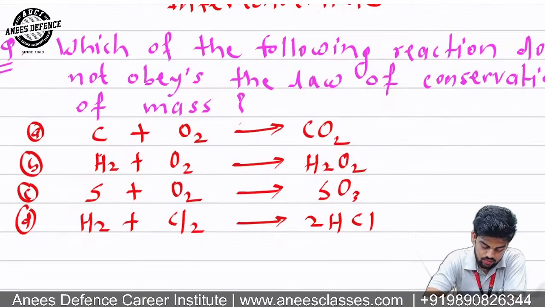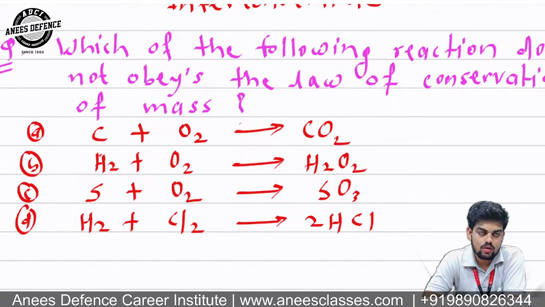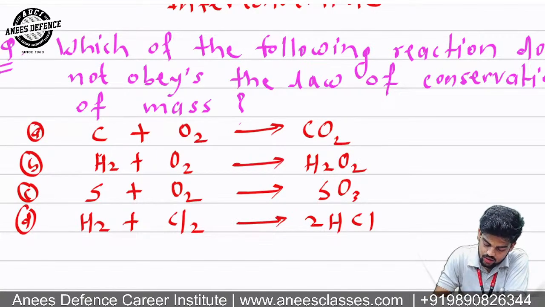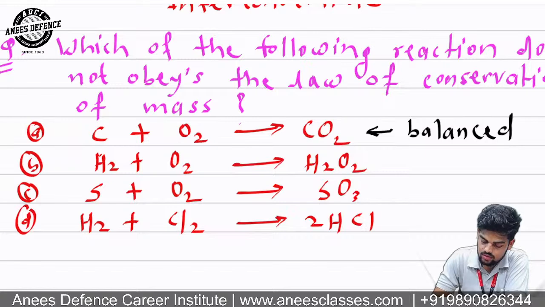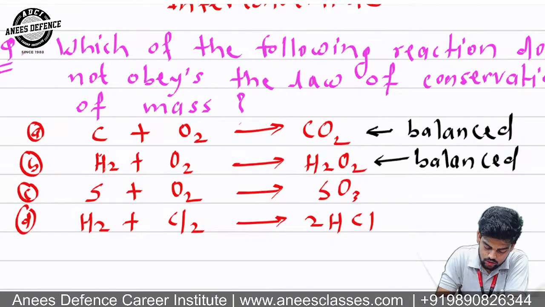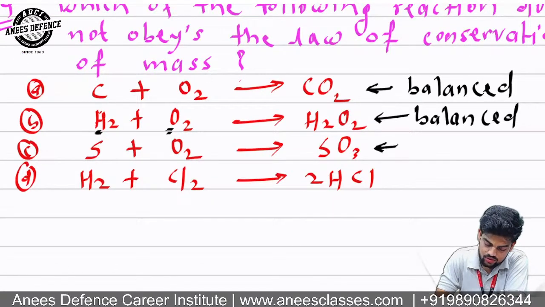So we have to find which of these equations does not hold the law of conservation of mass. If you observe, the first equation is balanced in terms of carbon and oxygen both. Those are balanced chemical equations, and they hold the law of conservation of mass. The second equation is also balanced in terms of hydrogen and oxygen. If you observe the third equation, this is unbalanced.